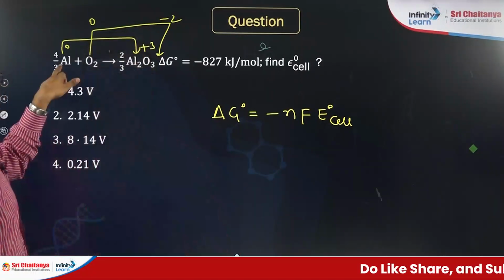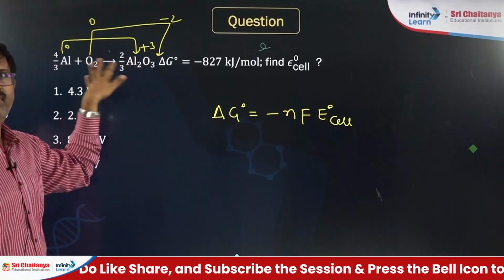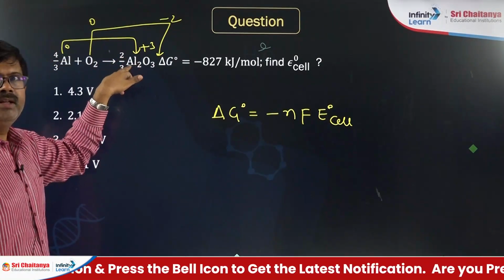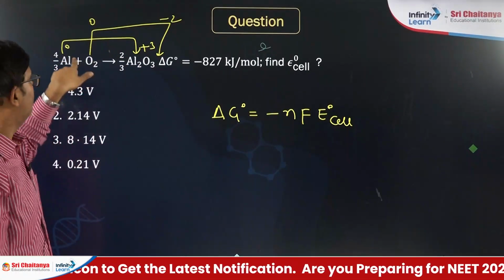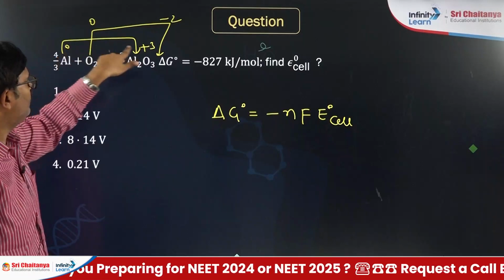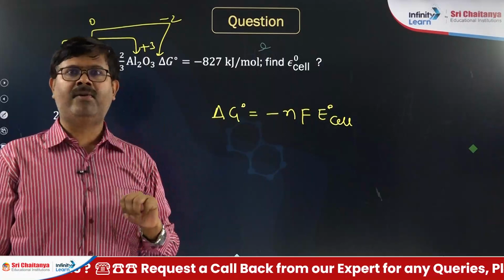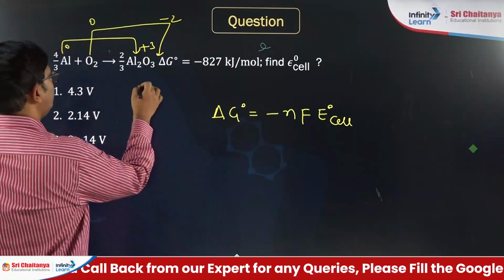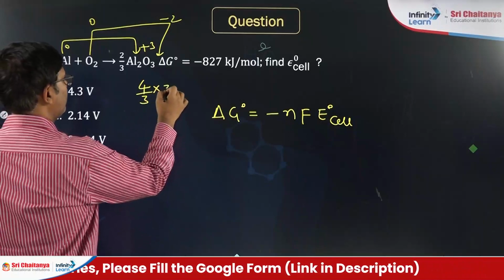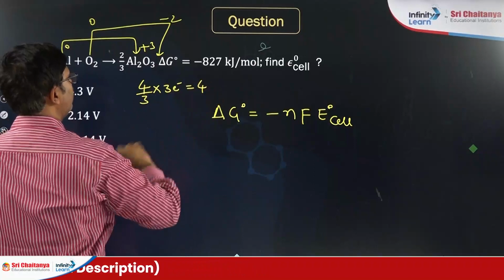N value. Let's take the aluminium. 4 by 3 aluminiums involved in overall. See 4 by 3 here. Here also 2 by 3 into 2 is 4 by 3. 4 by 3 aluminiums involved. For each aluminium, what is the change in oxidation state? 0 to +3. Change is 3. That means 3 electrons are involved. Since there are 4 by 3 aluminiums, for each aluminium 3 electrons are involved. So total moles of electrons involved is 4.